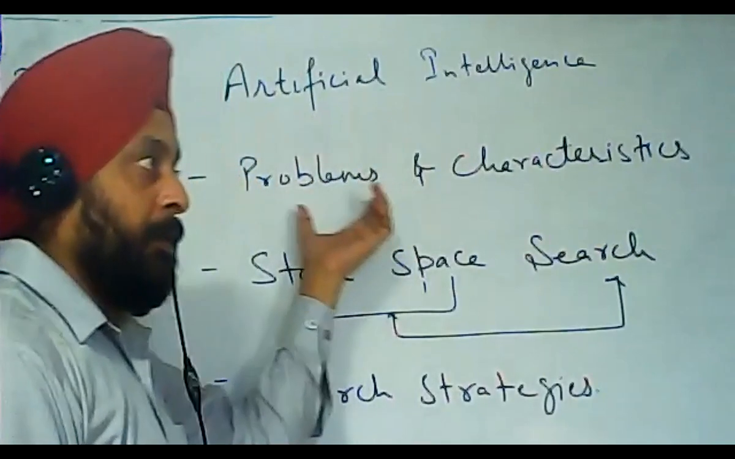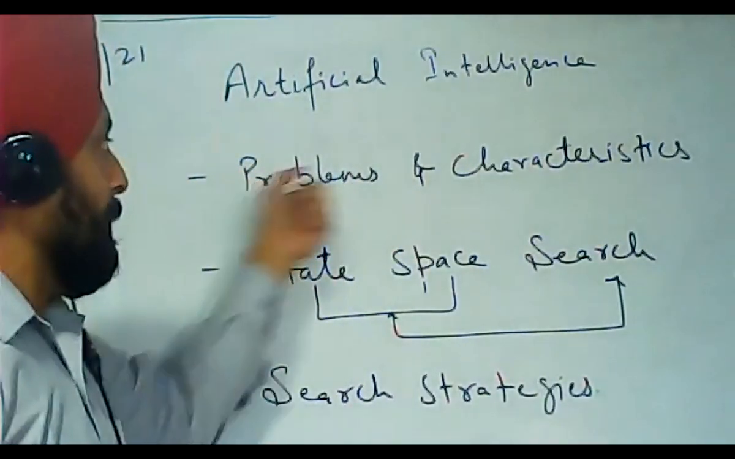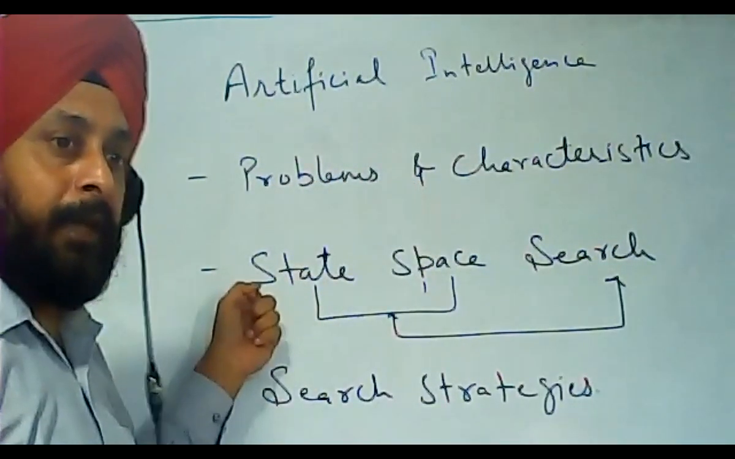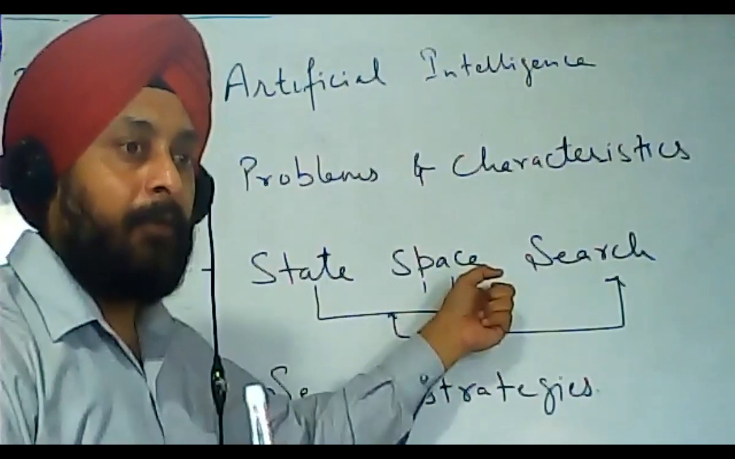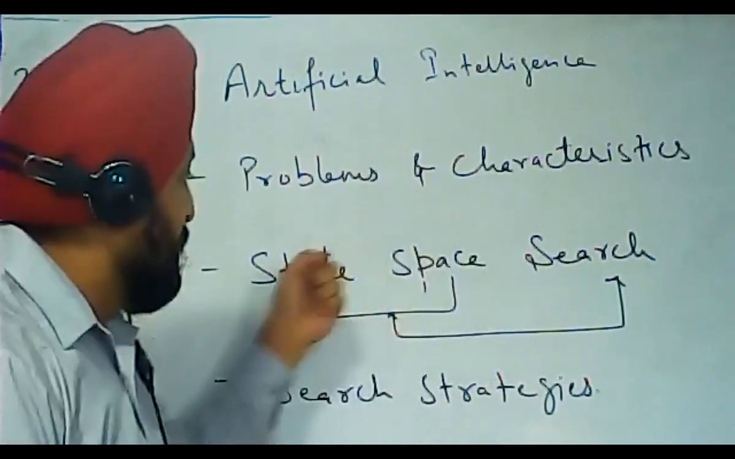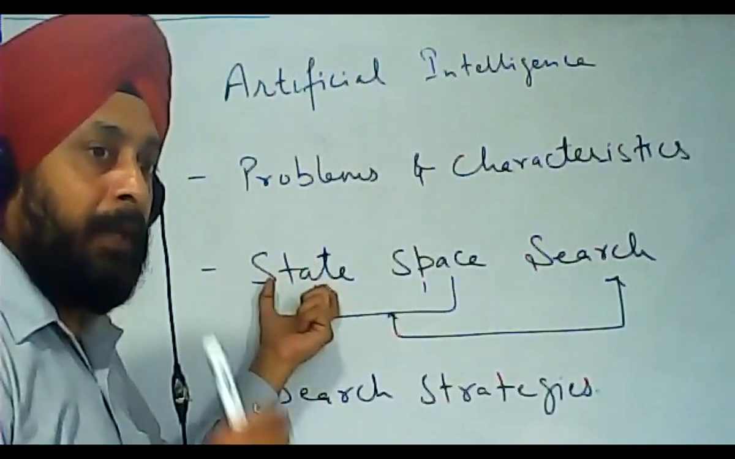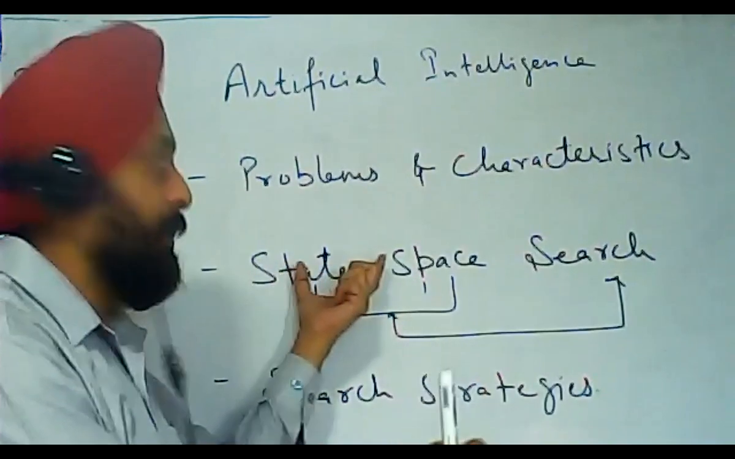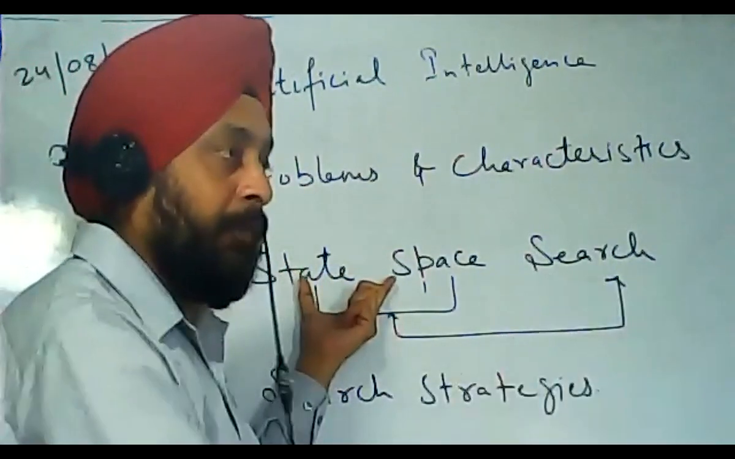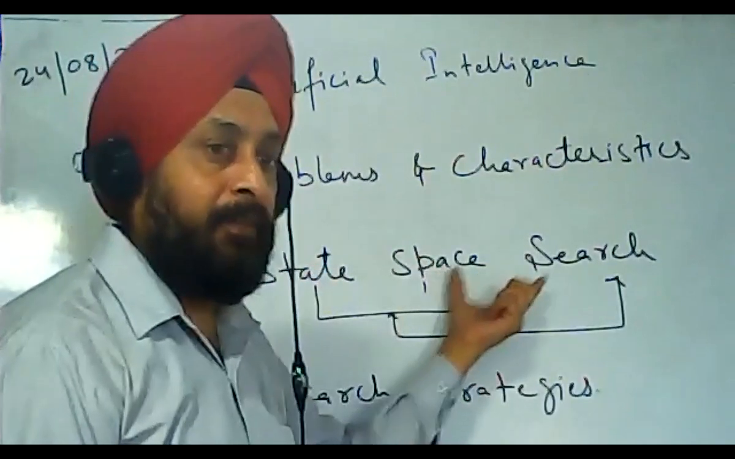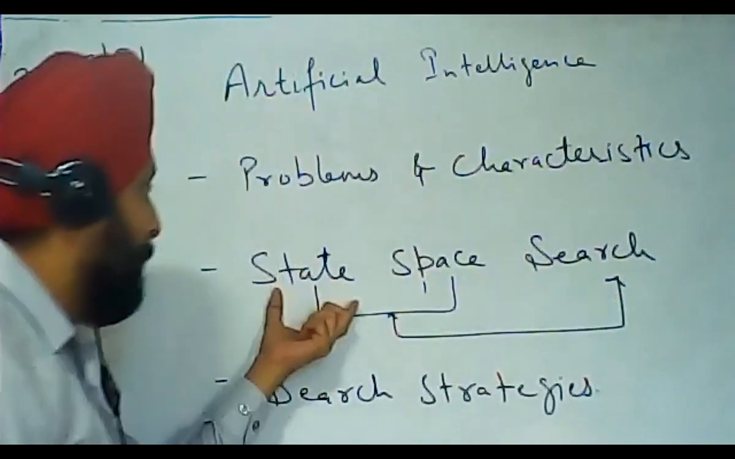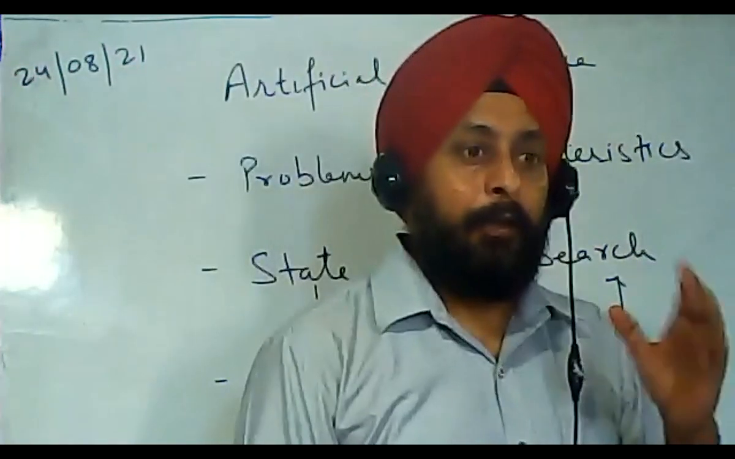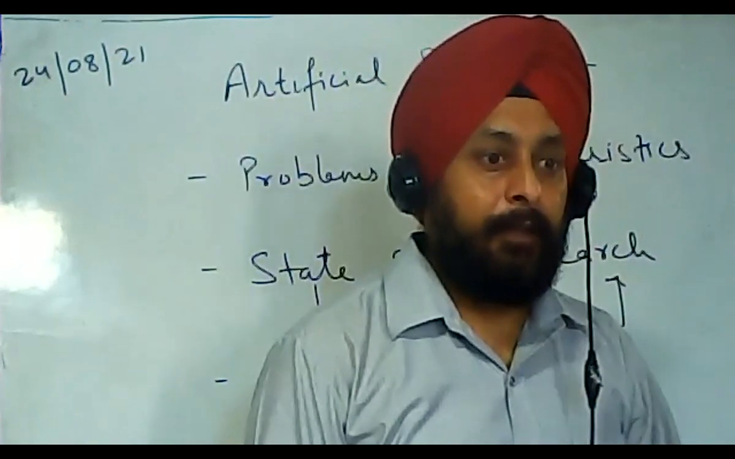I again repeat, the topics are problems and characteristics, meaning characteristics of the problem, then state space search. I'm telling you now, during the presentation you have to listen properly to the definition of the state, the definition of the state space, and the definition of the state space search. What do you mean by state space search? Now I will go through the presentation, and I am going to share the screen now.